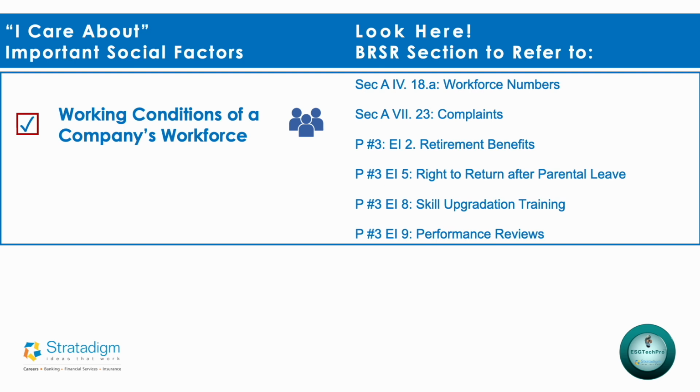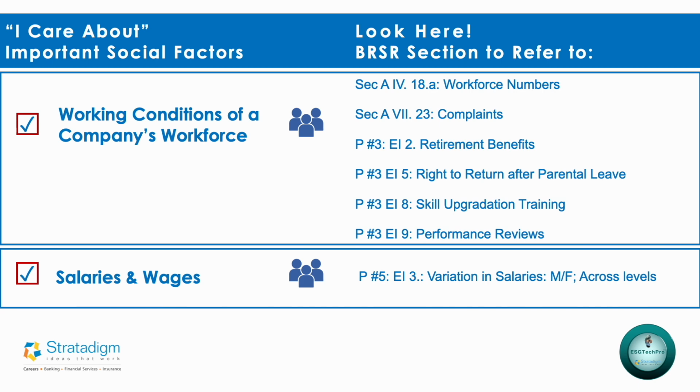In essential indicator 2 of principle 3, the retirement benefits provided have to be disclosed. In principle 3, essential indicator 5, does the organization allow parents, whether father or mother, to return after parental leave? Essential indicator 8 asks, do you provide skill upgradation training? Essential indicator 9 asks how performance reviews are conducted.